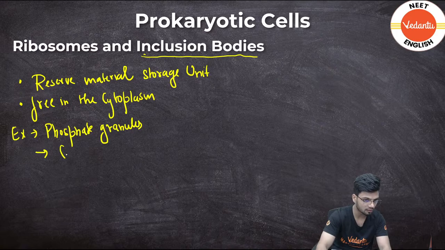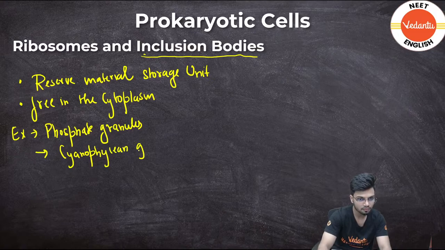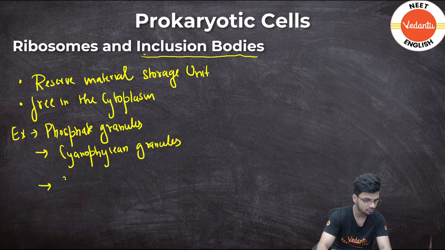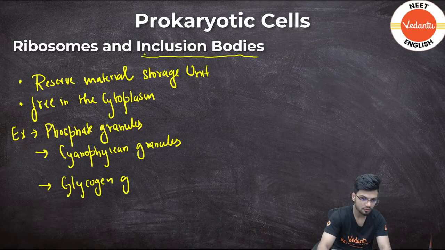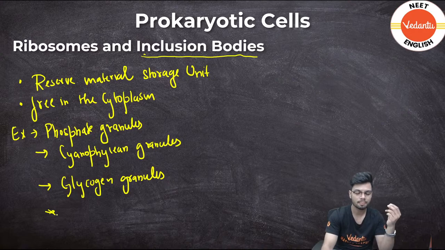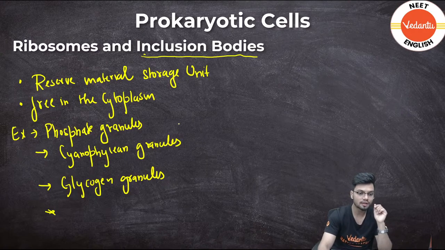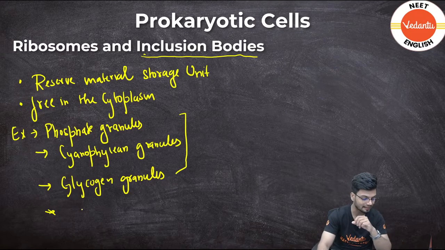Then we have the cyanophycian granules. Then we have something called glycogen granules. That's all, I guess. Only three are there. So there are three different types of granules: phosphate granules, cyanophycian granules, and glycogen granules.